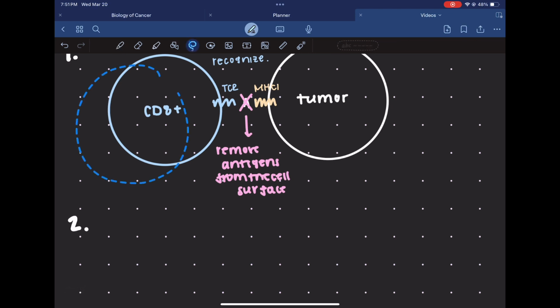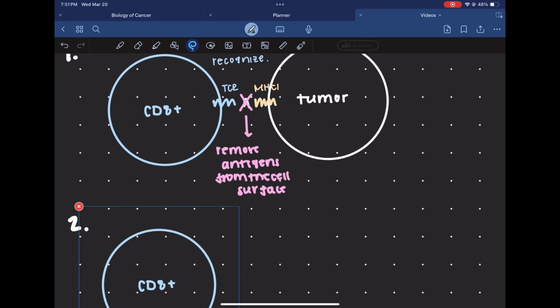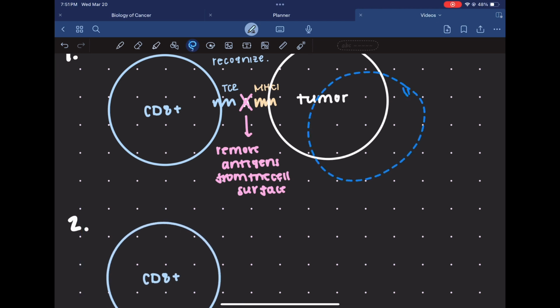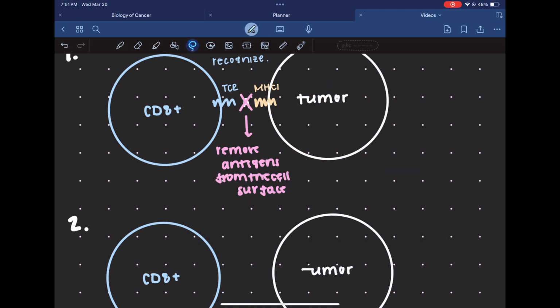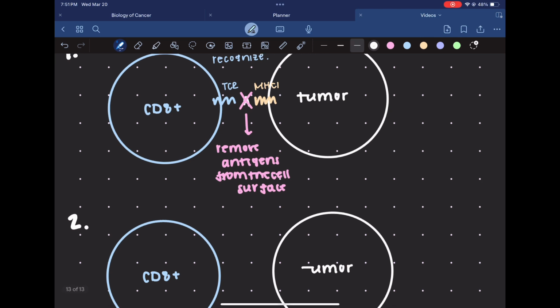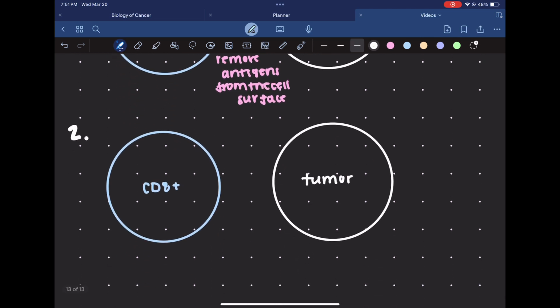If we grab our CD8 and we grab our tumor cell again, in this situation, we're actually just going to draw out kind of the same schematic. We have our MHC1 presenting an antigen, which is recognized by our T cell receptor. In this case, instead of getting rid of the antigen, we're going to get rid of the MHC1 molecule.